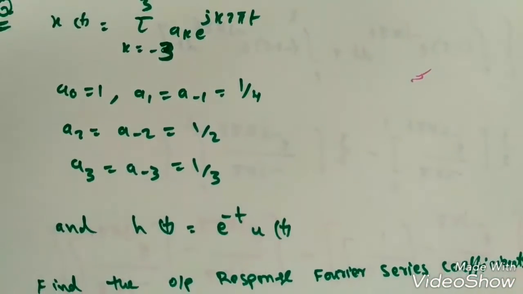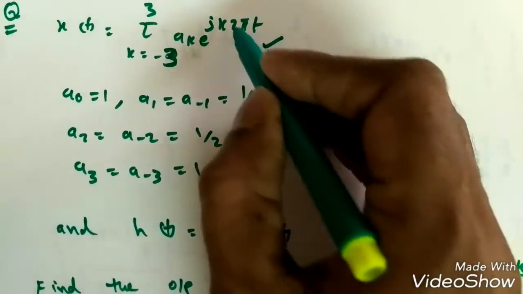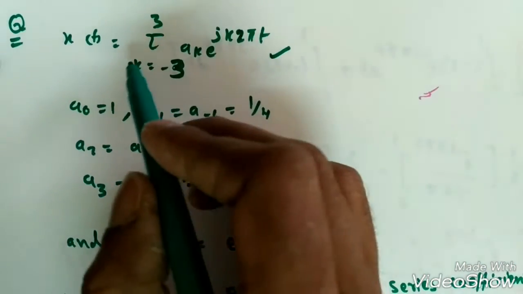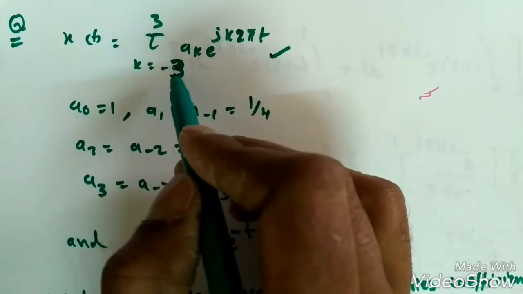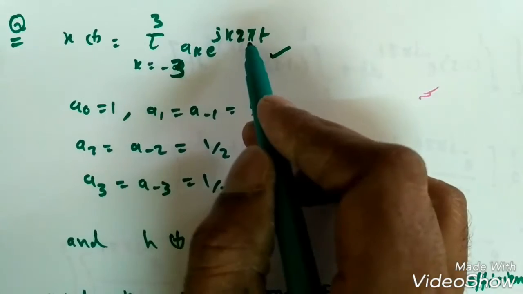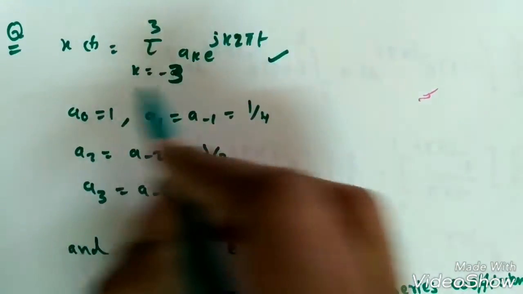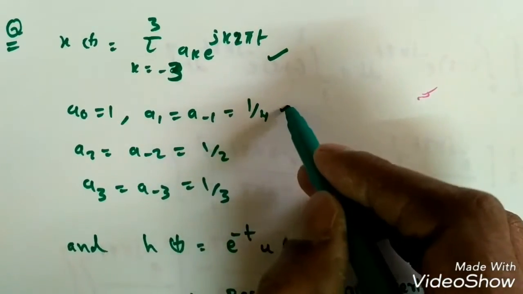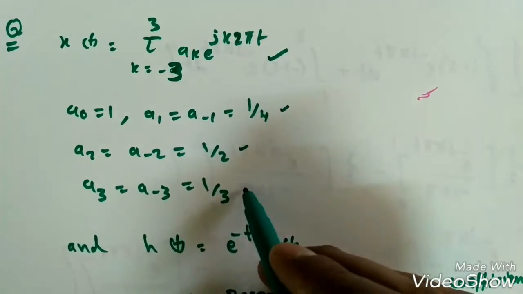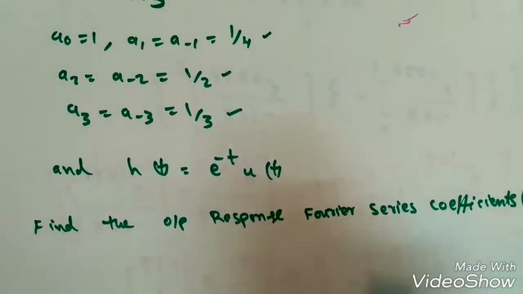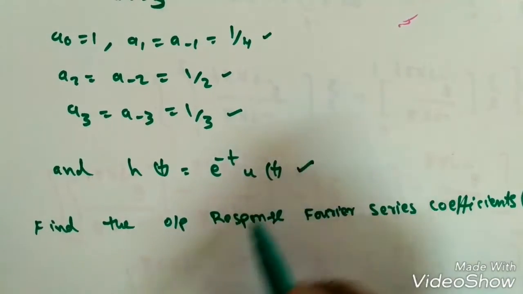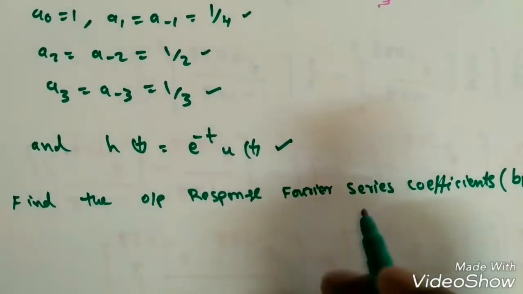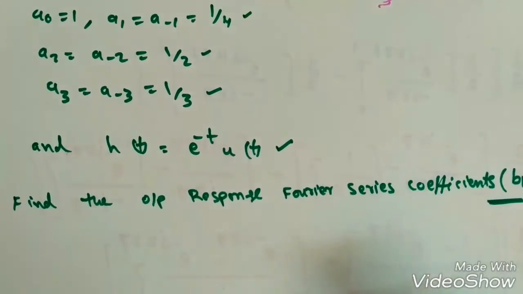LTI systems and Fourier series. x of t is given like this, which is periodic: x of t is equal to sigma k equals minus 3 to 3 a_k e power j k 2 pi t. So it's already written in complex exponential form. Then the Fourier coefficients are given: a0, a1 and a minus 1, a2 and a minus 2, a3 and a minus 3. And h of t is also given, e power minus t u of t. Now find the output Fourier series coefficients b_k.